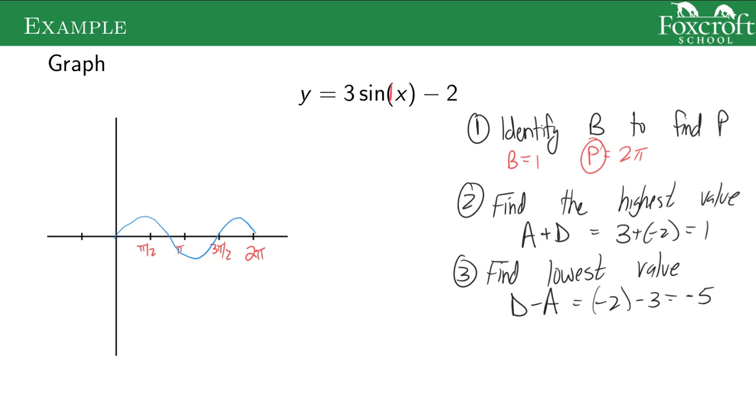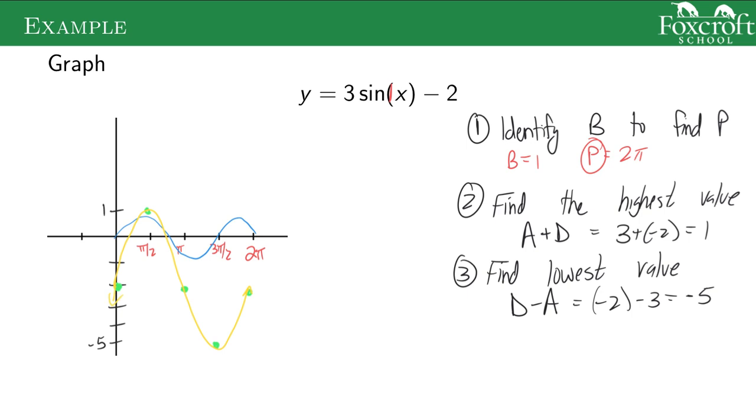From those, I can make my y-axis. I'm going to have 1 being the biggest number, then 1, 2, 3, 4, 5, with negative 5 being the smallest number. Now I know my normal sine graph starts in the middle. The midline is negative 2, so it's going to start at negative 2. Then my sine graph goes up to the highest value, back to the middle, down to the lowest value, and up to the middle. My final graph is going to look like this.